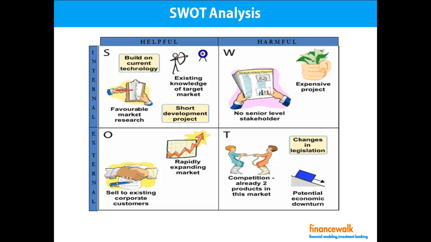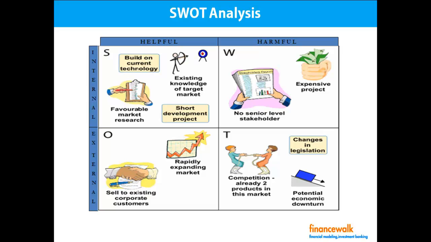If you look at the left hand side, that is internal and external things. The columns are primarily helpful and harmful, and the rows are internal and external. So this is the internal environment and the external environment. Internal is what you can control, and the external environment is out of your control. Let's look at the first square, that is S. What is S? It is helpful, and this is internal strengths analysis.